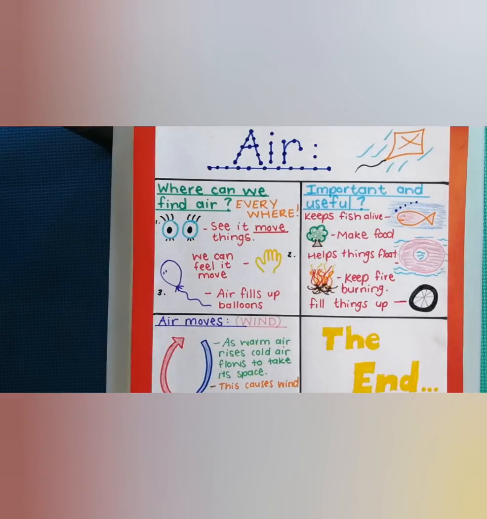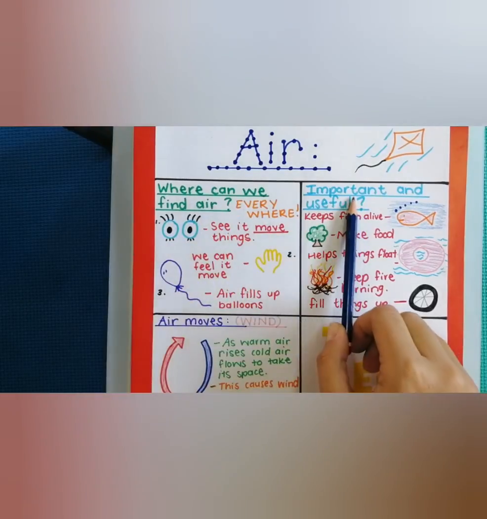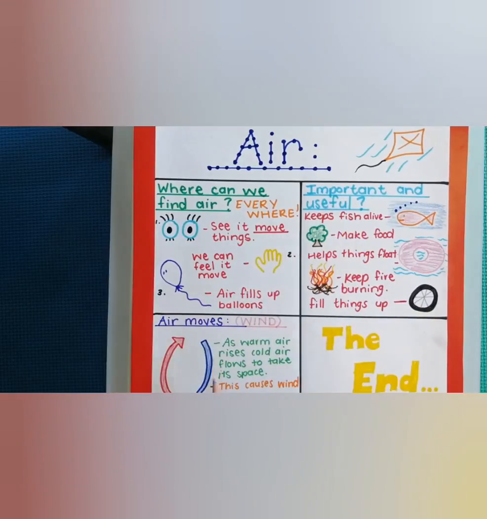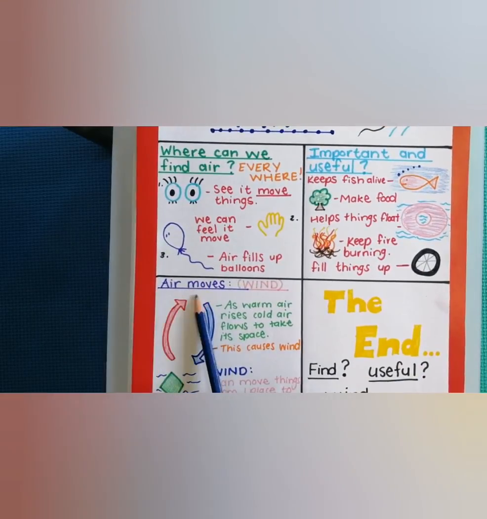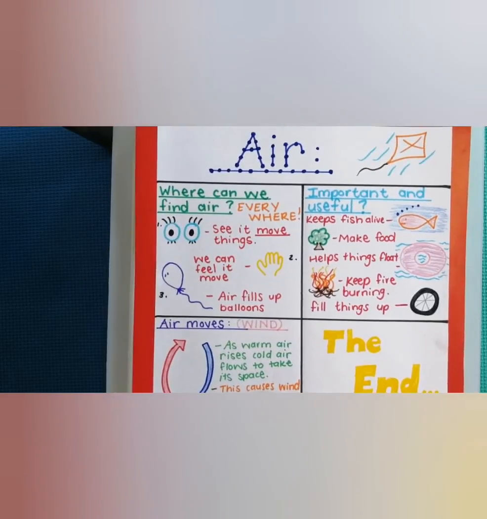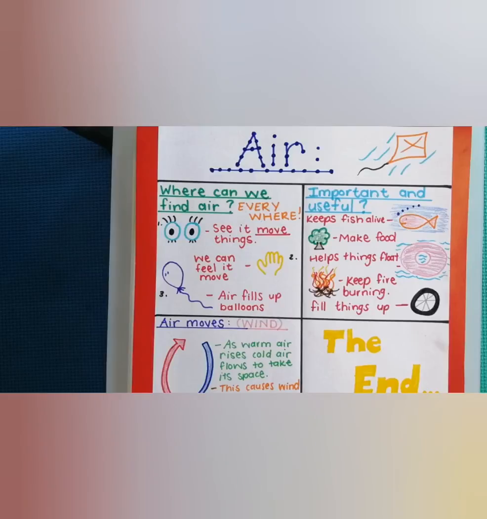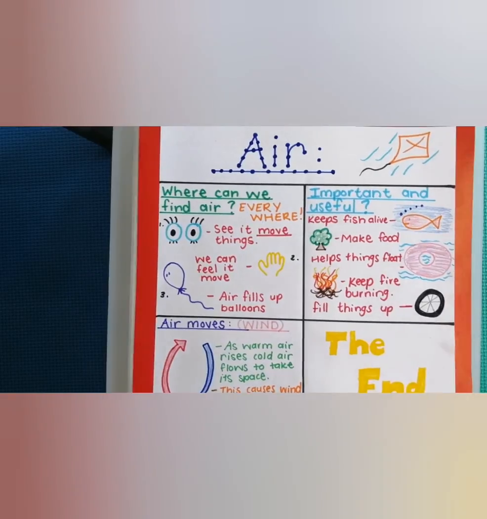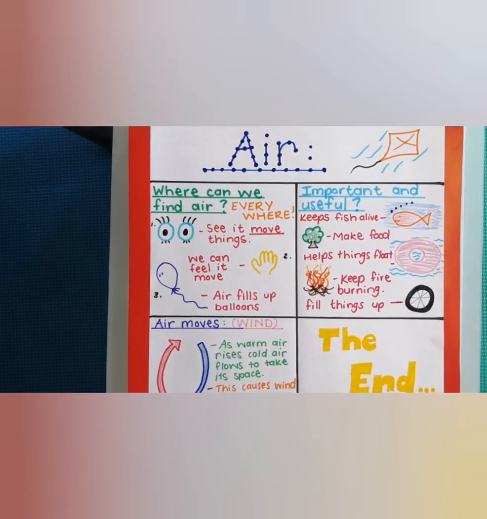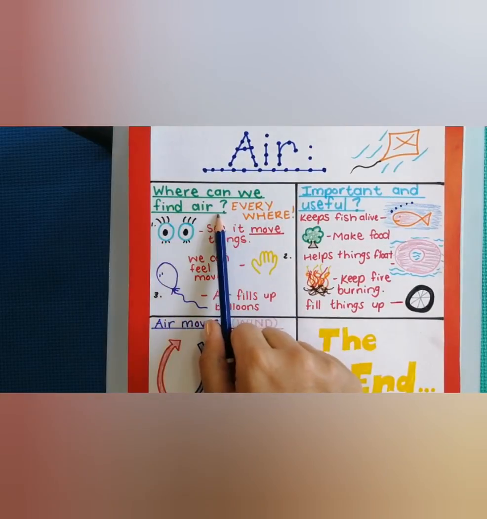Let's recap on the chapter, because that is the whole chapter done and dusted. We look at three important parts of air. Where can we find it? Why is it important or useful? And we learn about how air moves. That is all that we need to know. So let's have a look at these pictures that I've drawn to help us remember what we have just read through in the textbook. So where can we find air?